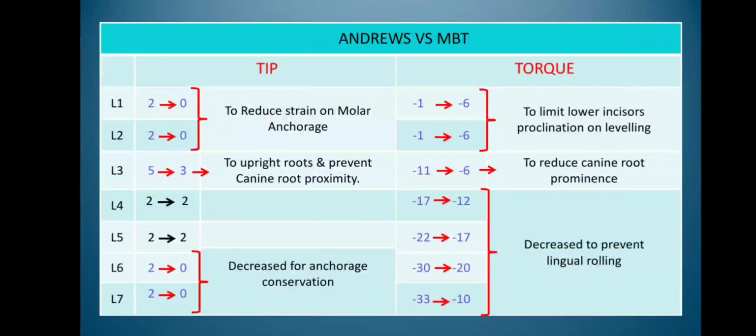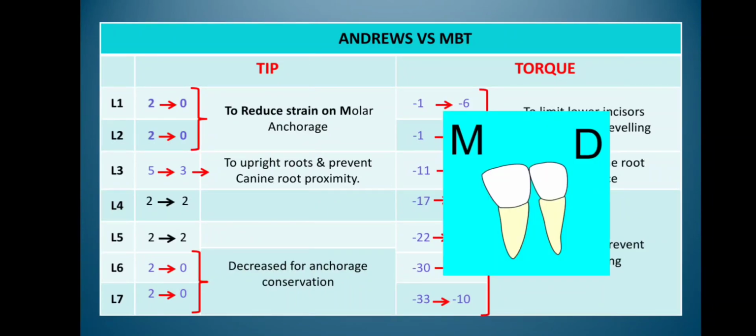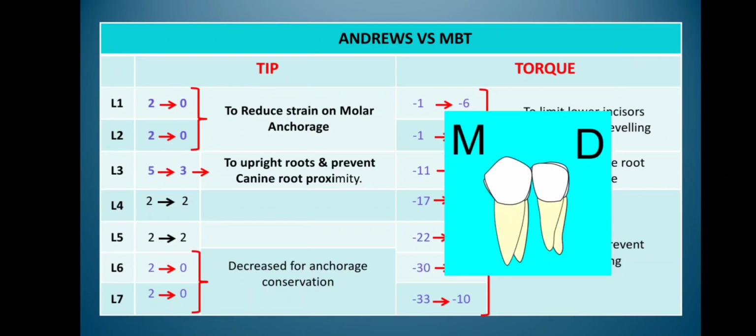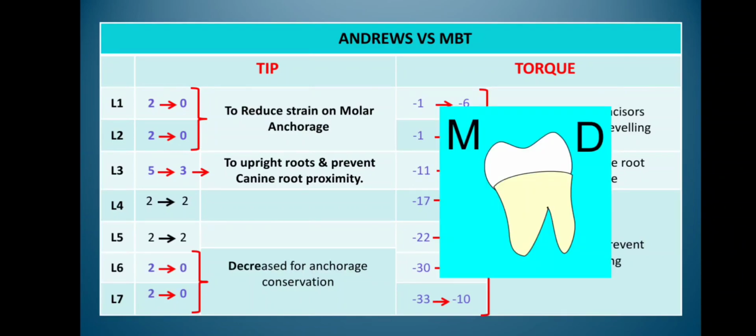Now dealing with tip of lower arch, incisor tip was decreased to reduce strain on molar anchorage, and canine tip was decreased to upright the roots and prevent canine root proximity, and premolar tip was maintained same, and molar tip was decreased for anchorage conservation.